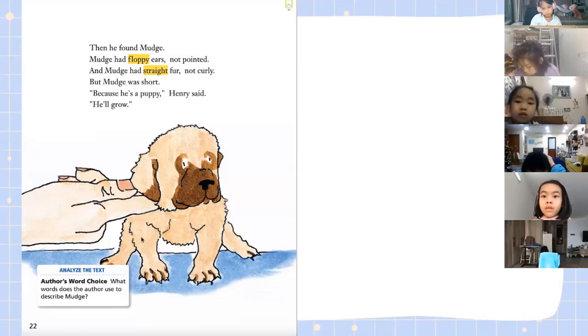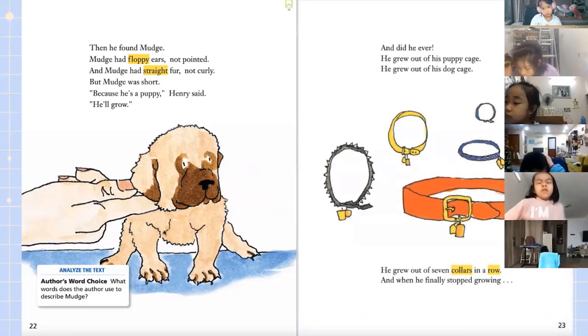Very good. So we have Mudge down here. So then he found Mudge. Mudge had floppy ears, not pointed, and Mudge had straight fur, not curly. But Mudge was short because he's a puppy, Henry said, he'll grow. So Henry thinks that Mudge is going to grow because he's only a puppy right now.